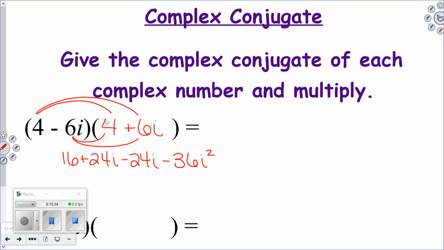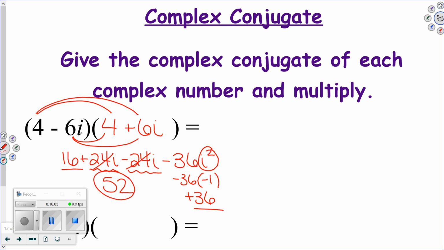Negative 6i times positive 6i is negative 36i squared. Oh, i squared is equal to? i squared is negative 1, which makes that positive 36. So 16 plus 36, that is 52. Yep, you're good. And then 24i minus 24i, gone. It's just 52.